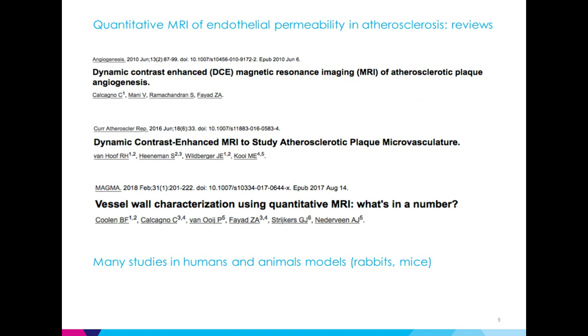A lot of work has been done in human patients with cardiovascular disease, especially in the carotids, also looking at histological validations when these specimens were taken out for carotid endarterectomy, which was, of course, performed as a standard of care intervention. But a lot of studies are also focused on animals, for example, in atherosclerotic rabbits and in mice.